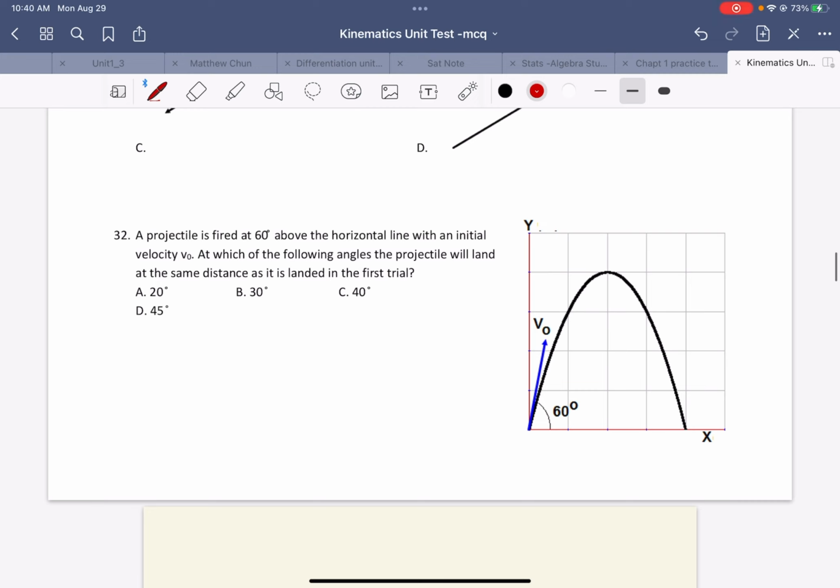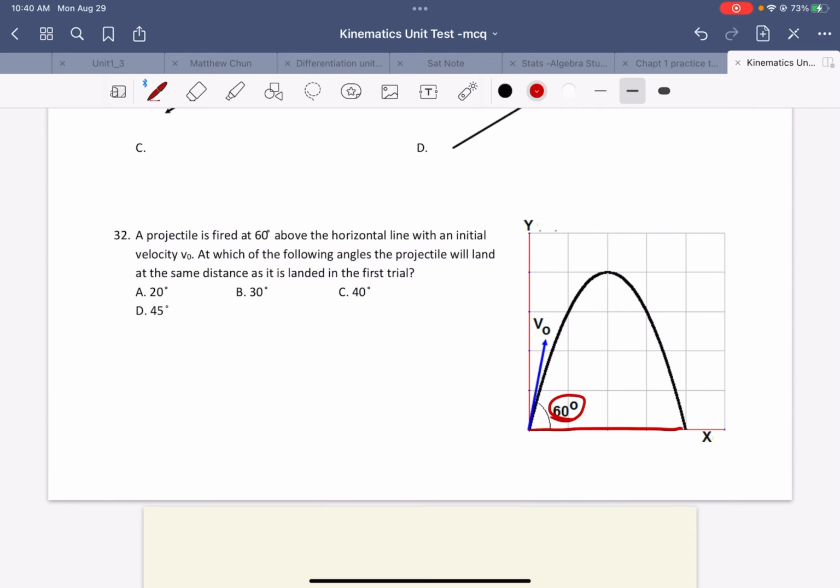Number 32. Now, a projectile is fired 60 degrees above the horizontal line with the initial velocity v0. At which of the following angles will the projectile land at the same distance as it landed the first trial? So they ask you, with the 60 degrees angle, with what angle will it land at the same distance, like same distance right here.